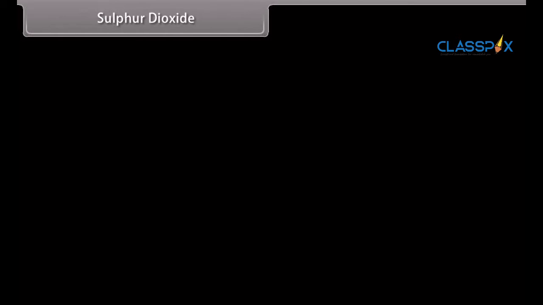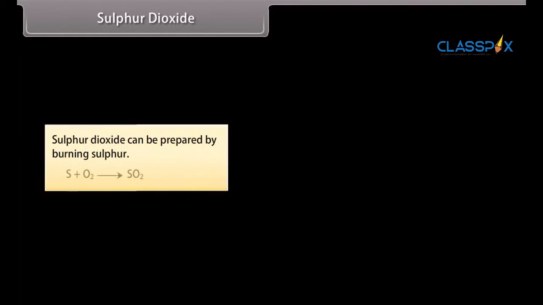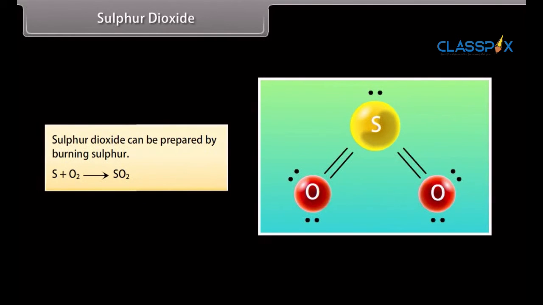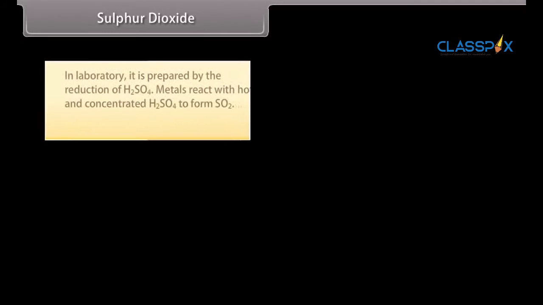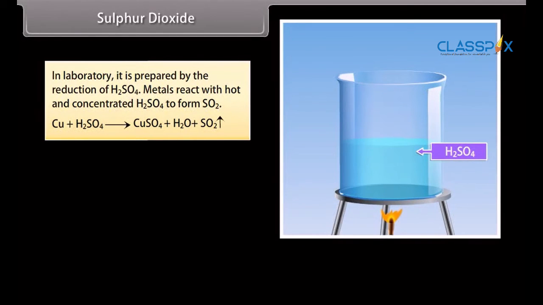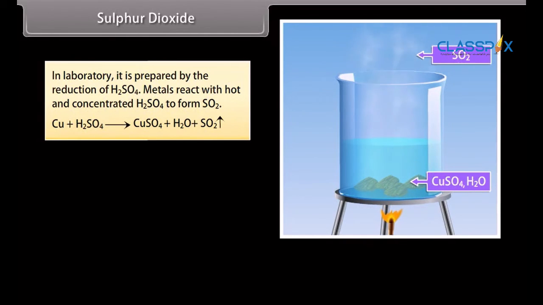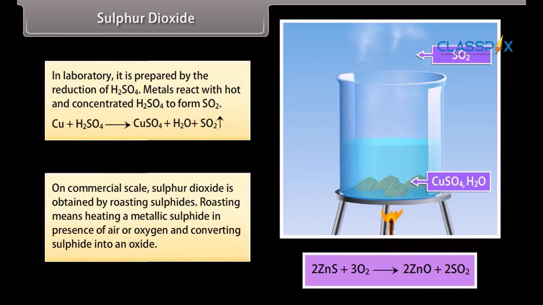Sulfur dioxide. Sulfur dioxide can be prepared by burning sulfur. In the laboratory, it is prepared by the reduction of H2SO4. Metals react with hot and concentrated H2SO4 to form SO2. On commercial scale, sulfur dioxide is obtained by roasting sulfides. Roasting means heating a metallic sulfide in the presence of air or oxygen and converting the sulfide into an oxide.